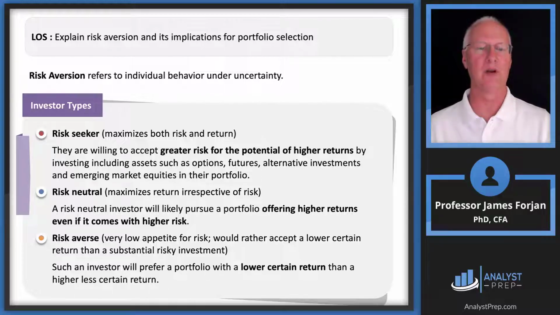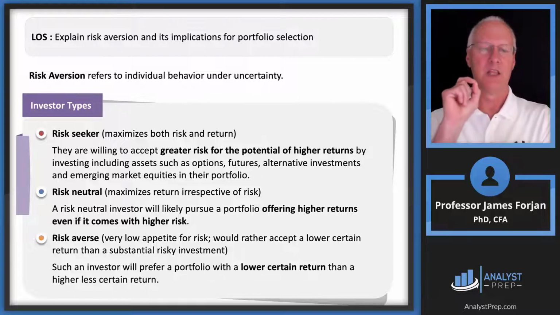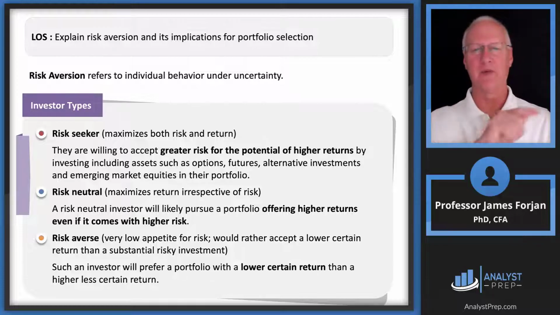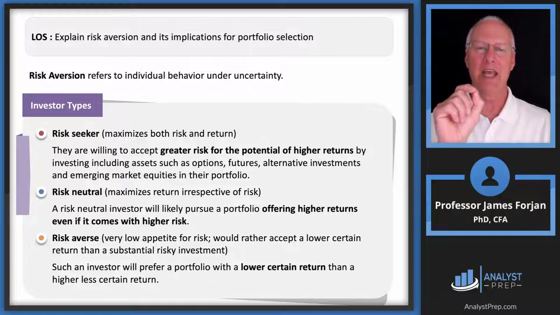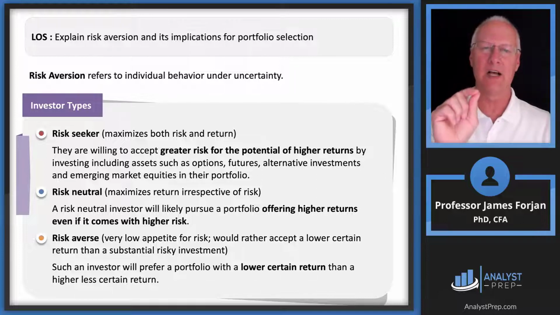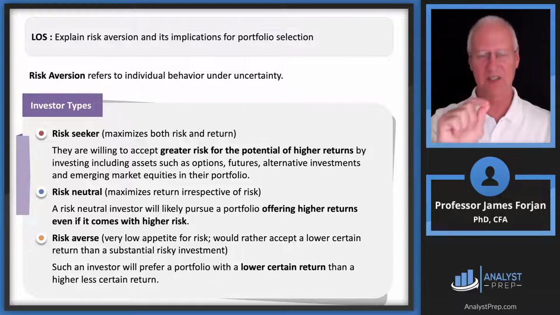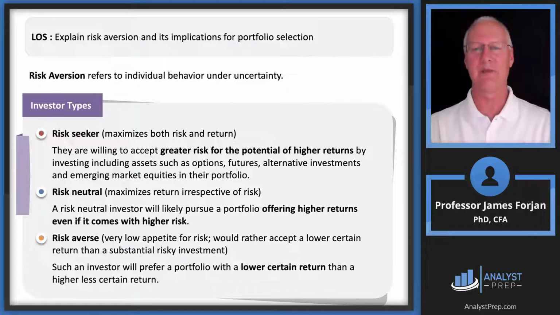A risk seeker maximizes both risk and return. A risk seeker will say something like, look, this is where I am today. Let me just pick two numbers: I have 10 risk and 10 return. If you want me to search for an 11 return, I don't really care how much extra risk I have to take. They're willing to accept greater risk for the potential of higher returns. What this implies is that these risk seekers might be more amenable to investing in derivative securities like an option contract or a futures contract, and maybe even emerging market equities.